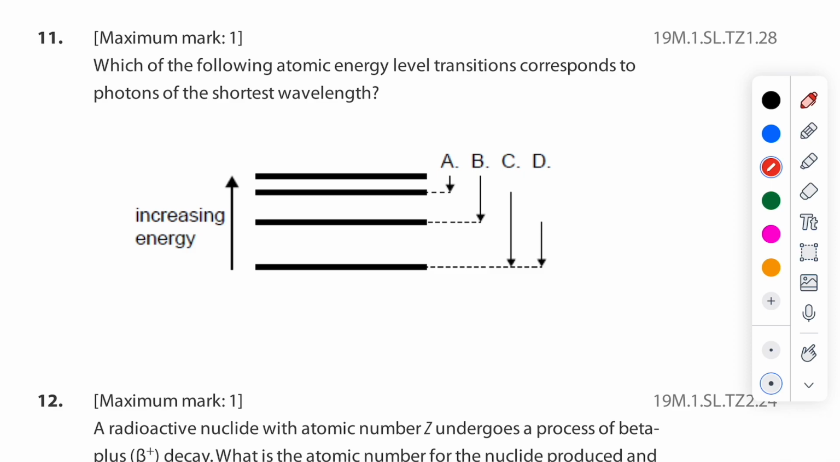Question number 11. This question number 11 is from 2019, paper 1 of SL.